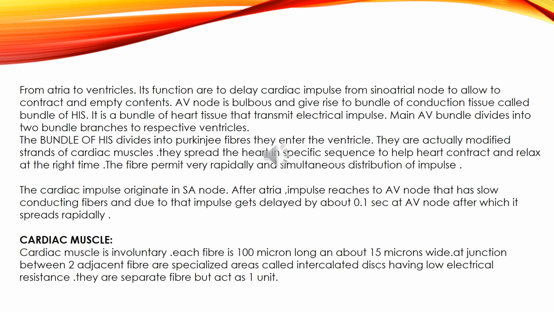The cardiac impulse originates in the SA node. After the atria, impulse reaches the AV node that has slow conducting fibers, and due to that, the impulse gets delayed by 0.1 second at the AV node, after which it spreads rapidly. Cardiac muscle is involuntary. Each fiber is 100 micron long and about 15 micron wide. At the junction between two adjacent fibers are specialized areas called intercalated discs having low electrical resistance. They are separate fibers but act as one unit.